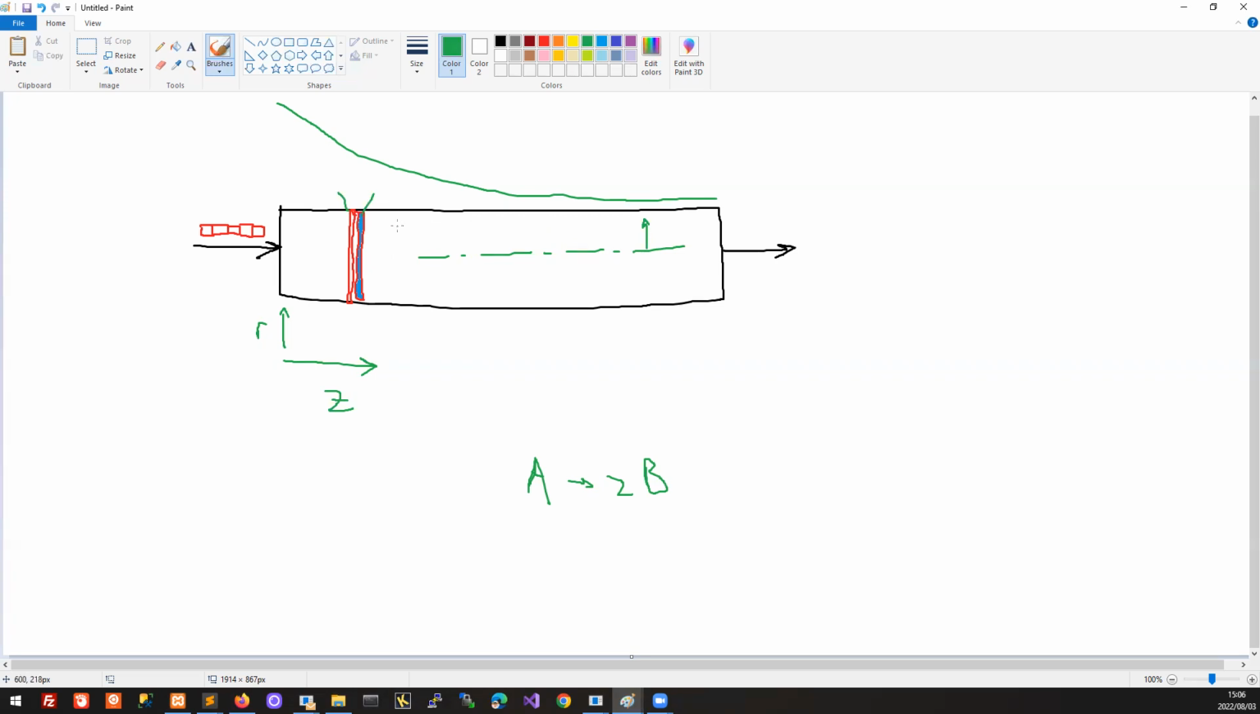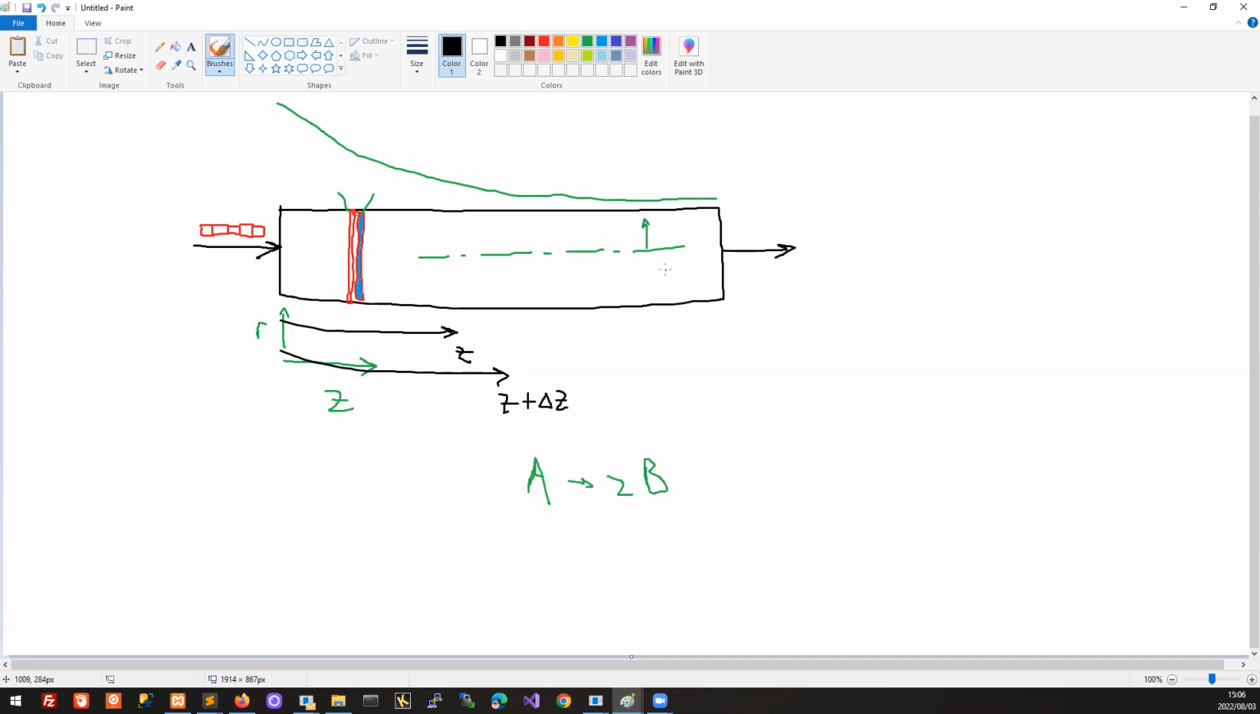So with that being the case, we need to develop a balance over, and again, this space is a little bit complicated now. So let's take a small volume. Let's choose some position down the tube. Let's say position Z here, and at position Z plus delta Z. And the delta Z is going to be small, right? We are talking about, again, like a millimeter.